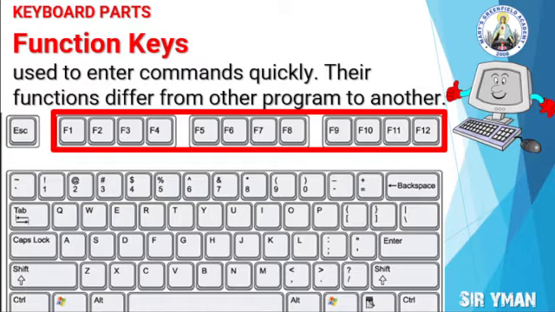So, let's say you're going to open a program. Let's say you're going to open a Word document. And then press Alt plus F4. Okay, if you're going to press Alt plus F4, it will close the Word. Okay, the Word program or the word processing program.